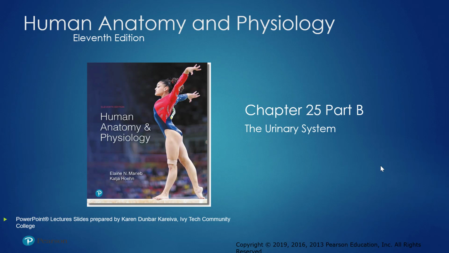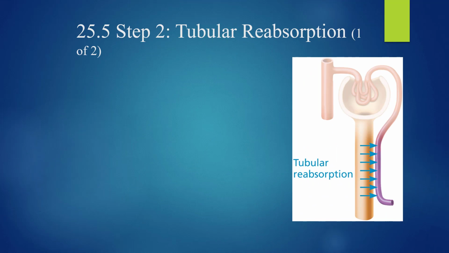Welcome back. We are now in the second part of the urinary system. We did finish the first function of the kidney, which is filtration, in the first set of slides. That's in part A. Now we're going to proceed into part B, and this will cover the second and the third function of the nephron, which is reabsorption and secretion. So let's start with tubular reabsorption.